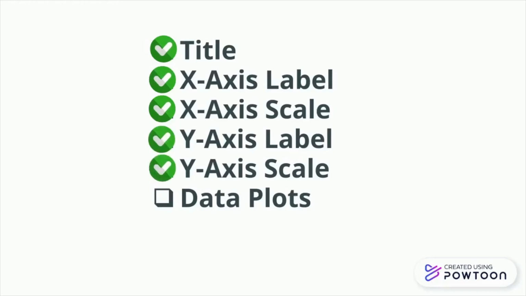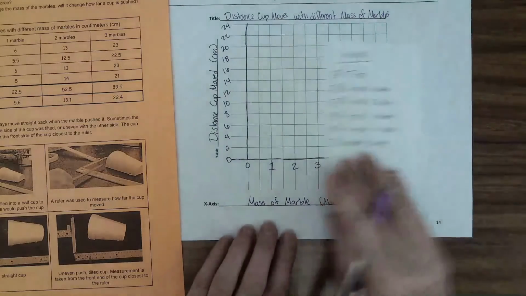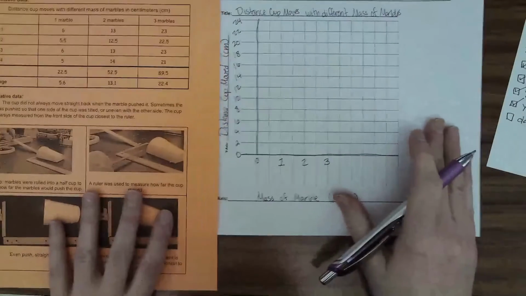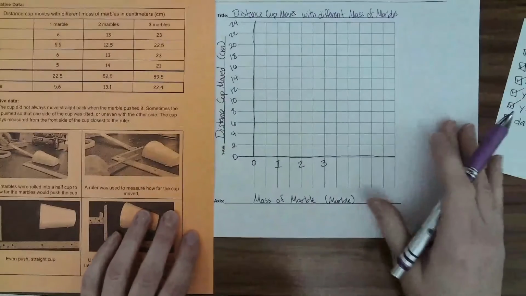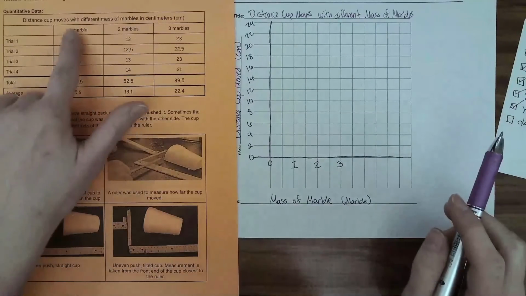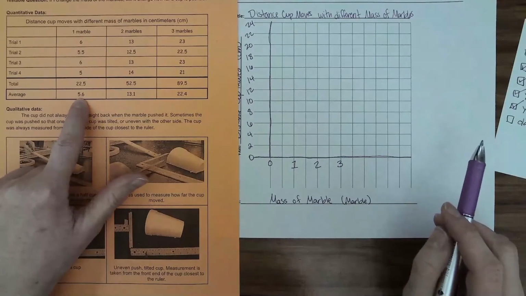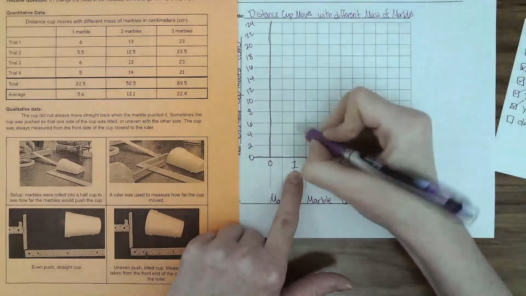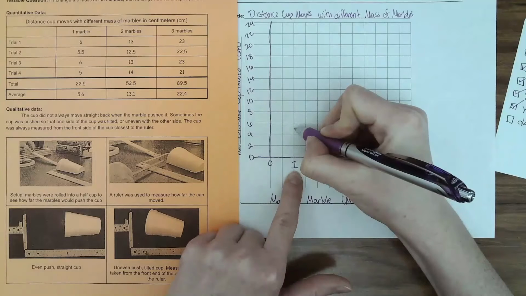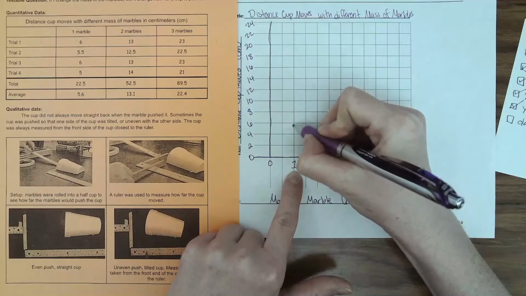Now that we have our y-axis scale, now we need to plot our data. These numbers on our data chart need to be on our graph somewhere. So what we need to do is find that with 1 marble, it moved the cup 5.6 centimeters. Now 5 is right in between 4 and 6, and 5.6 is about halfway between 5 and 6. So about right there is 5.6.